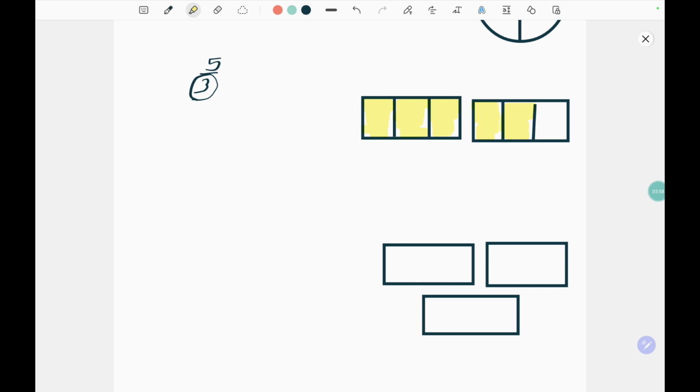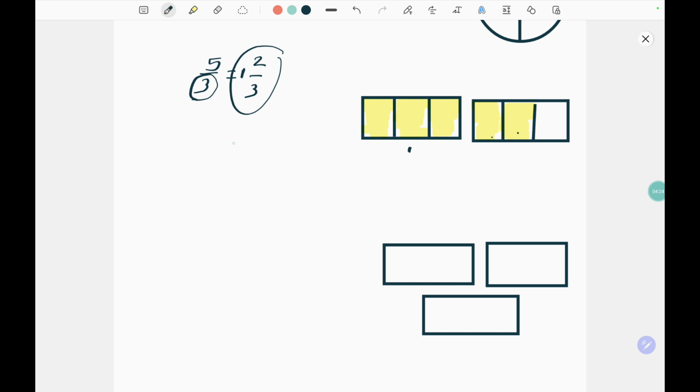So if we shaded 5 parts, what did they give us first? They gave us 1 whole rectangle, meaning 1 whole. And what is the leftover? In the second rectangle we use only 2 parts, right? So 2 is the leftover out of 3. So this is the mixed number answer, 1 whole and 2 thirds. So this way also gives the same answer.